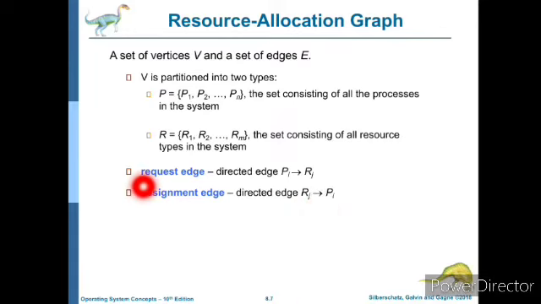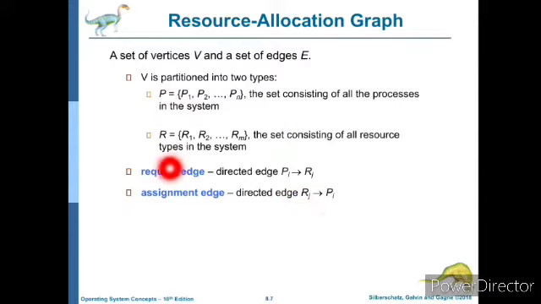Okay, now we'll see the request edge. Request edge is a directed edge from process Pi to resource type Rj, represented like this, Pi to Rj. It signifies that the process Pi has requested an instance of resource type Rj and is currently waiting for that resource. Next, the assignment edge is a directed edge from the resource type Rj to Pi. This represents that an instance of Rj has been allocated to the process Pi.